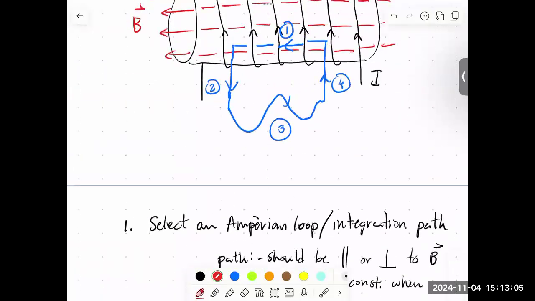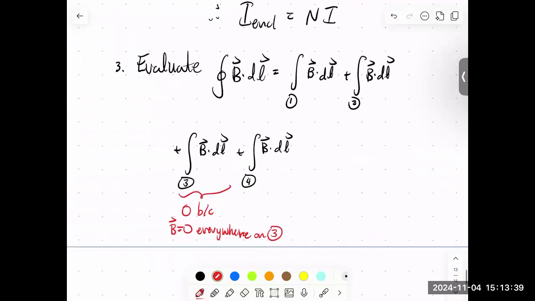What about 2 and 4? Why? Yeah, it's perpendicular for part of the path, and it's 0 for the remaining part. So 2 and 4 are partially inside the solenoid where B is not equal to 0. But in that case, the dl's are perpendicular to the magnetic field. So B dot dl is going to be 0. And then part of those paths are outside the solenoid where there is no magnetic field. So this is going to be 0.